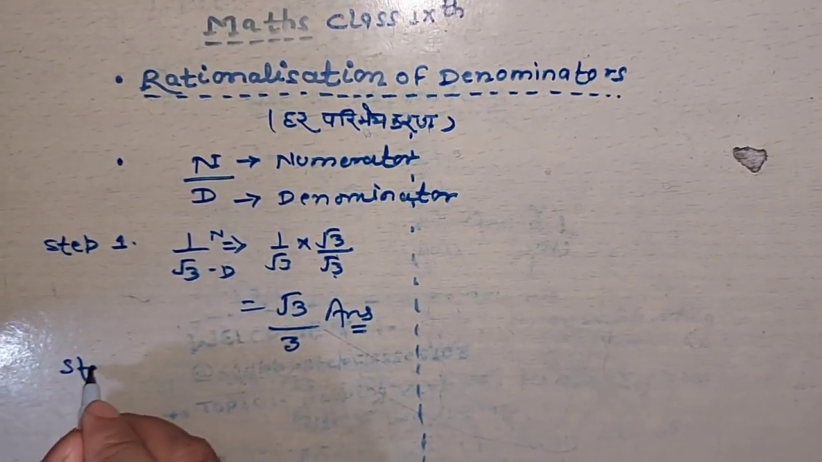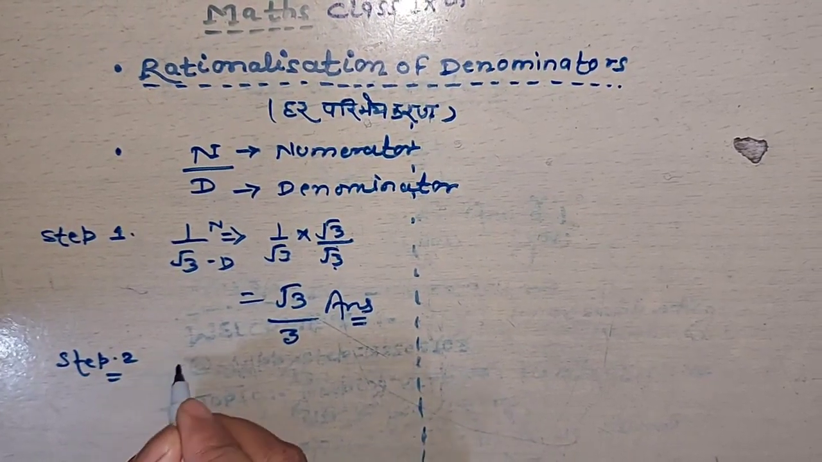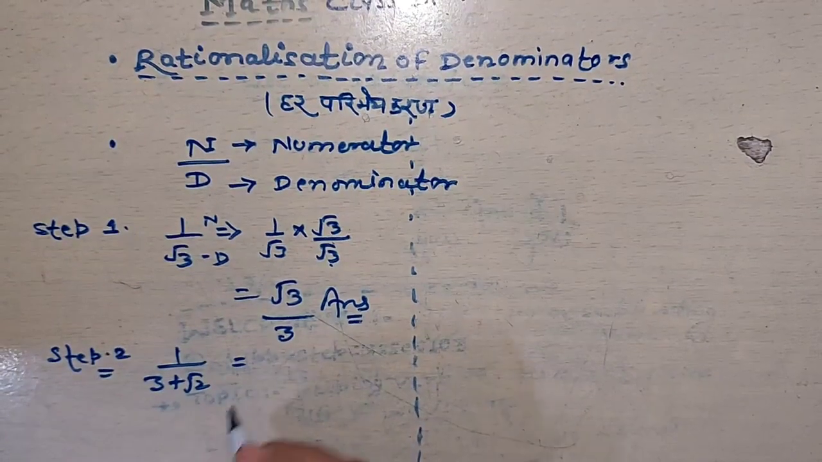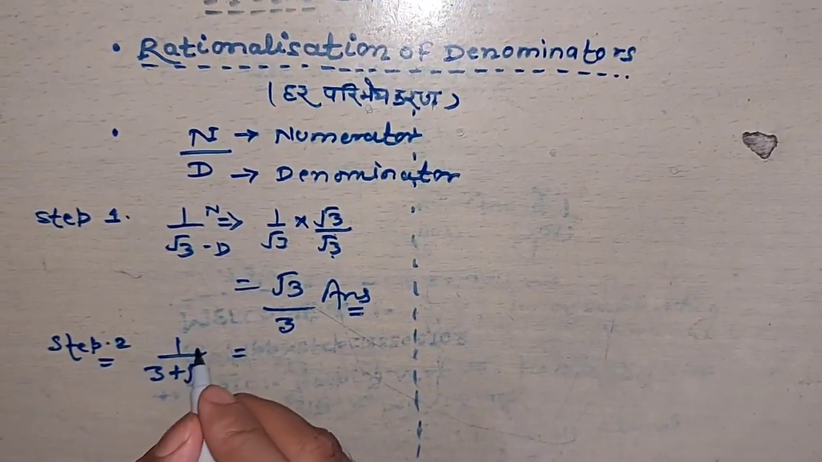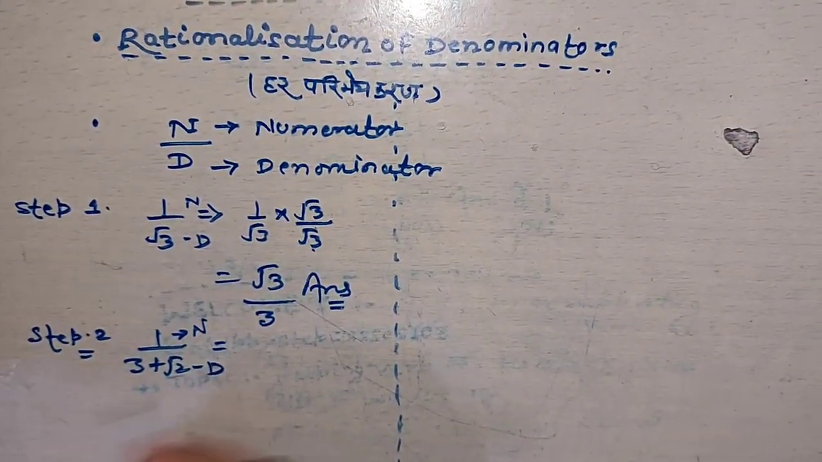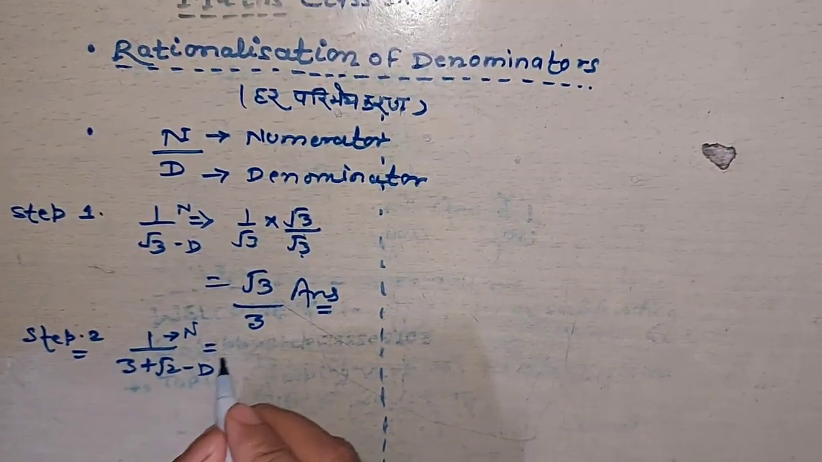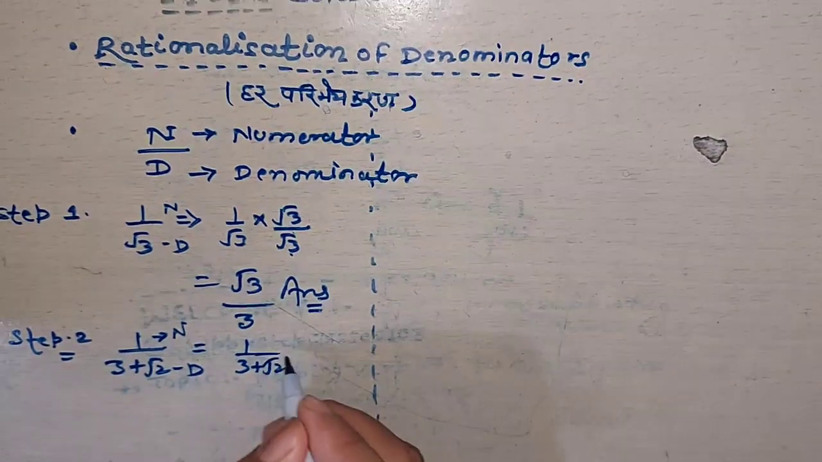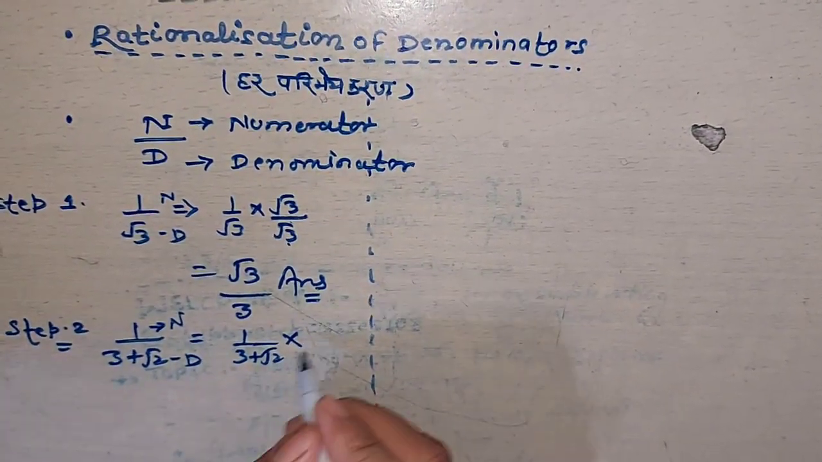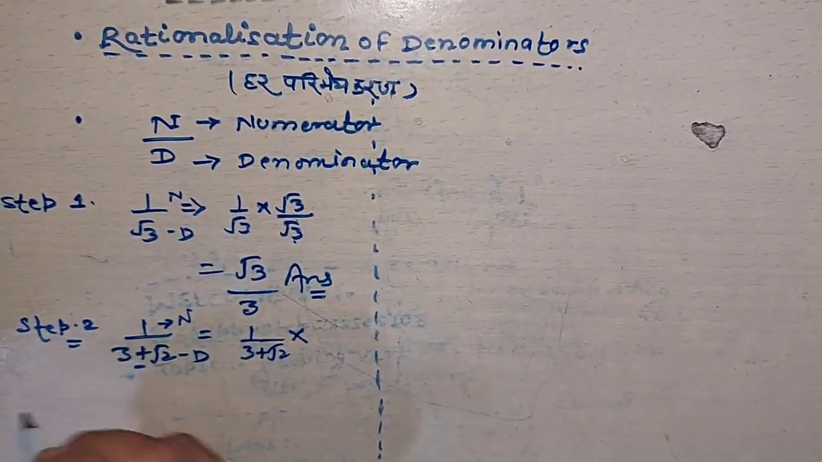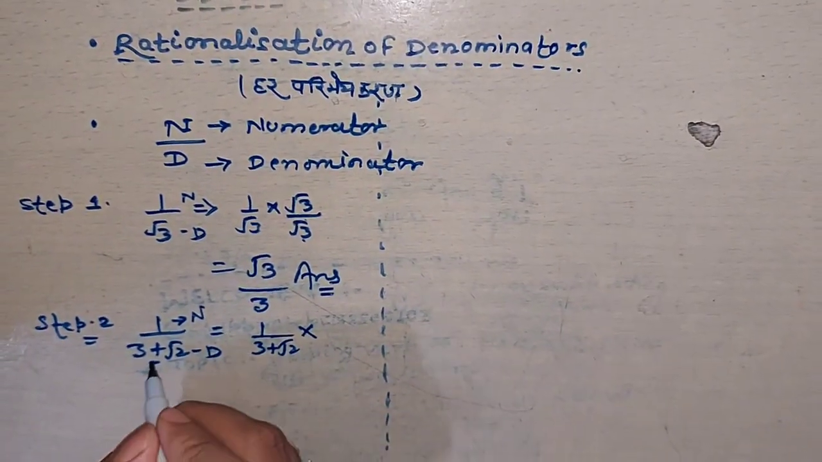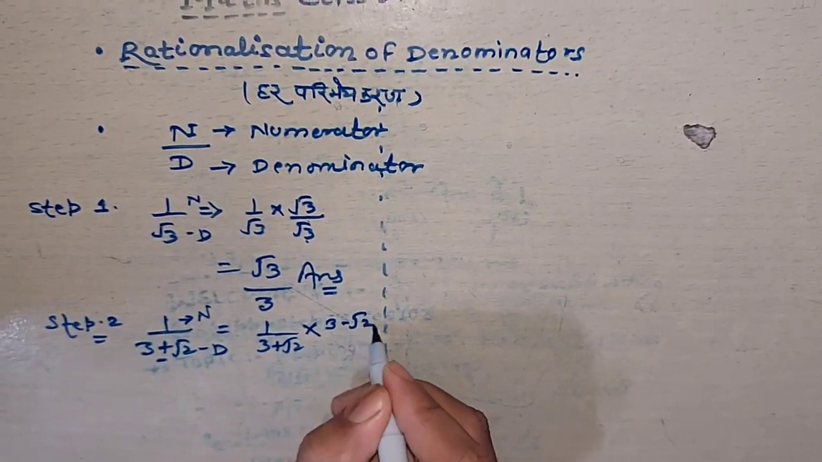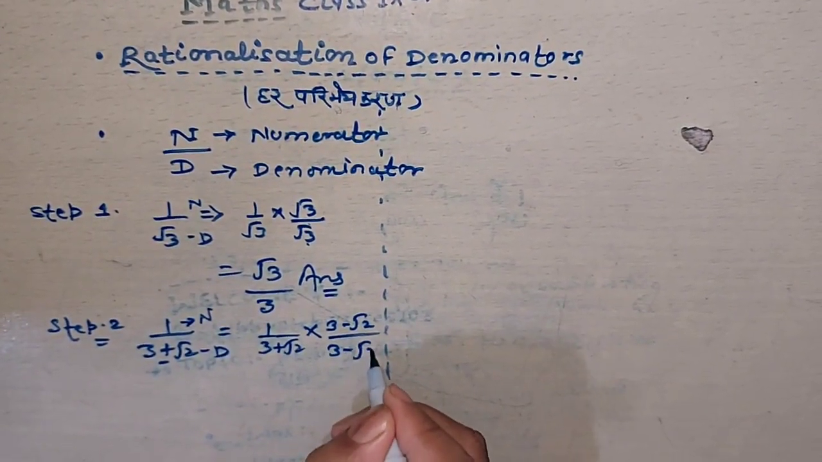Now step 2, if 1 by 3 plus root 2, so the numerator is 1 and the denominator is 3 plus root 2. In this question, here is the denominator, so we have to multiply this number by its conjugate. If the denominator is in the form of plus, then we have to take minus. If that is minus, then we have to take plus. So 3 minus root 2 upon 3 minus root 2.